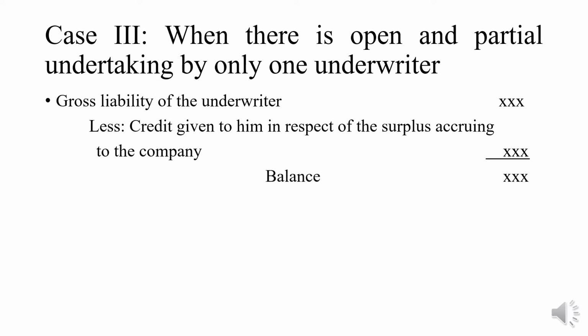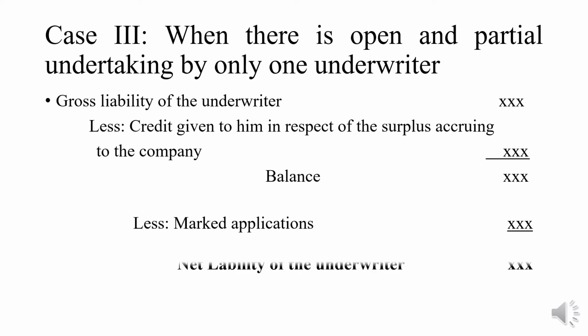Then we get the balance, and from that we have to deduct the marked applications. Sorry, that's not 80,000. The number of marked applications will be given in the problem, so that should be deducted, and so we get the net liability of the underwriter.